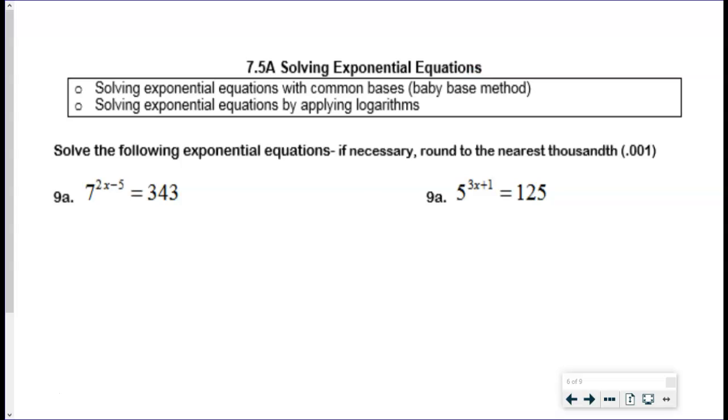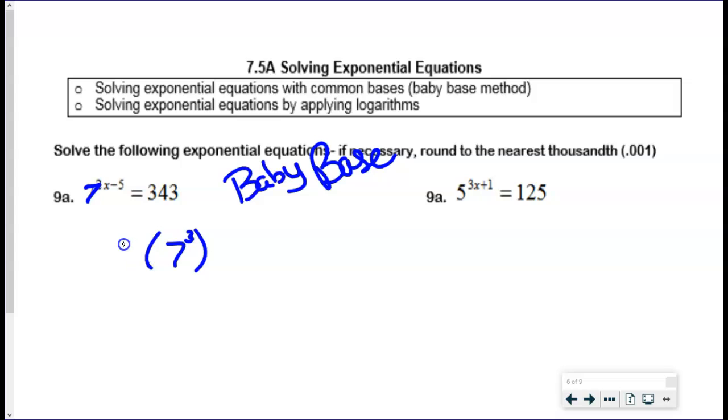This one right here is definitely a baby base question. So remember that chart. You can use this on your test. And I did make some extra copies. I noticed 7 and 343 are in the same row. They're in the row of 7. So I'm going to keep 7 as a 7. But I'm going to change 343 to 7 to the third power. I don't need parentheses. All right, so this is still 7 to the 2x minus 5.